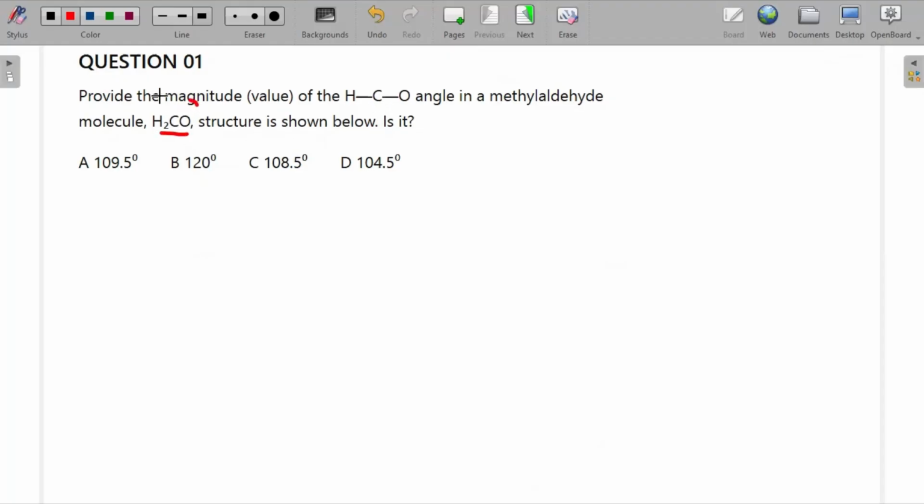So when you draw the structure of methyl aldehyde, it's going to look like this. You're going to have a central carbon in the middle, double bonded to oxygen, and this carbon is bonded to 2 other hydrogens like that. The simplest way to know the angle is to find out the hybridization state of the central atom. The central atom here is carbon. If we know the hybridization state of this carbon, then it's going to be very easy for us to determine the angle.